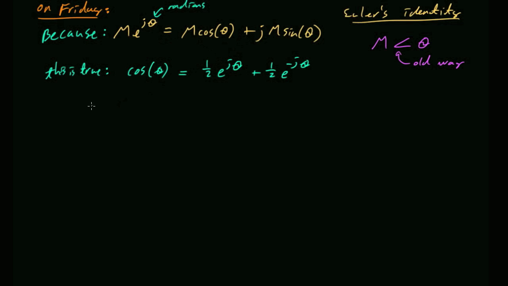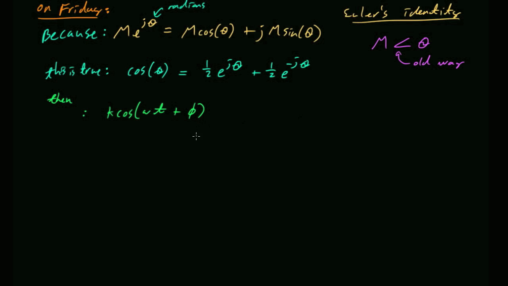And then we said, if this is true, then the more general cosine would be k cosine omega t plus phi. That's our most generic cosine, right? Cosine has three parameters: frequency, phase shift, and amplitude.